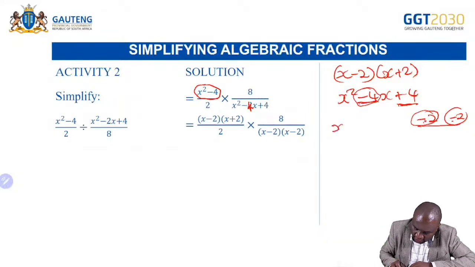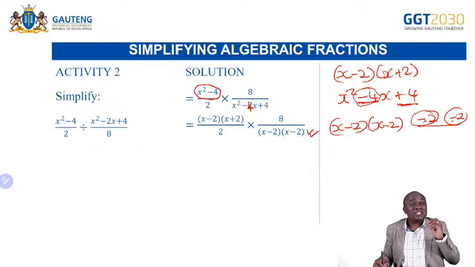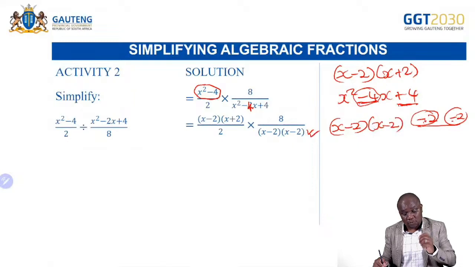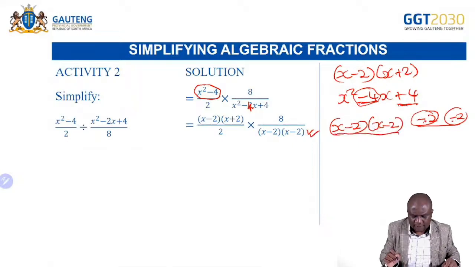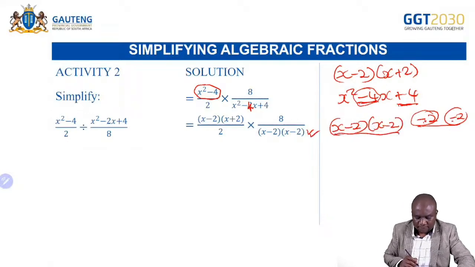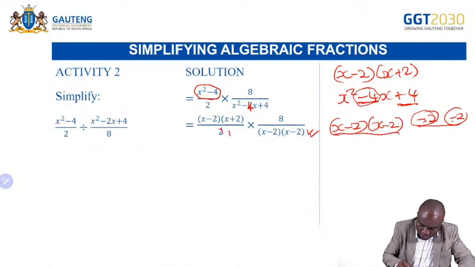So our brackets will be x minus 2, x minus 2, which is this part here. You see that? Okay, which is a square binomial. For those who have done square binomials, you will recognize that. Okay? Right. And then what do we do after that? You say 2 into 2, 1, 2 into 8, 4. And then x minus 2 divided by x minus 2 is 1.